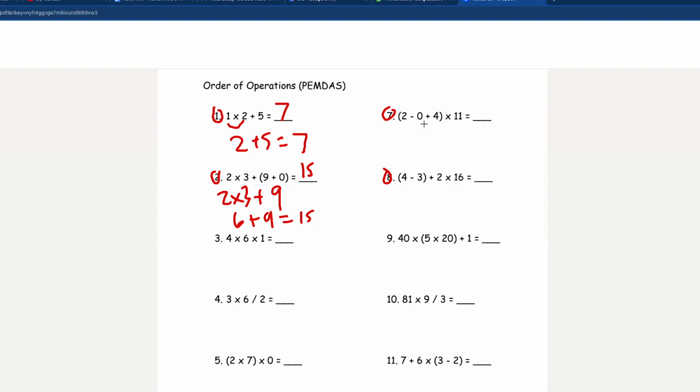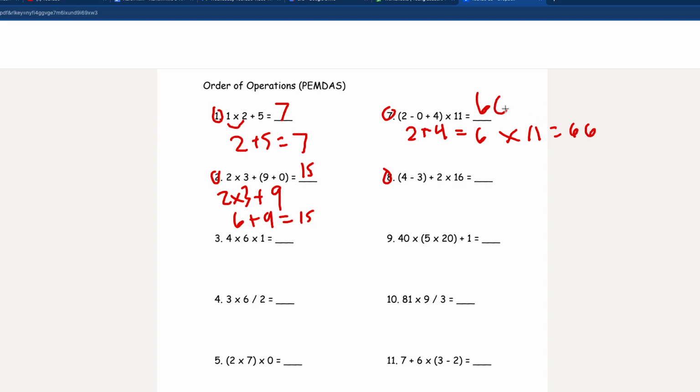So 15 is your final answer for number 2. All right, number 7. 2 minus 0 minus 4 parentheses times 11. We have to do everything in the parentheses first before we multiply by 11. So 2 minus 0 is 2, plus 4 is 6. So we're left with 6 times 11. And if we do the math, 1 goes into 6, 6 times, and 1 goes into 1, 6 times.